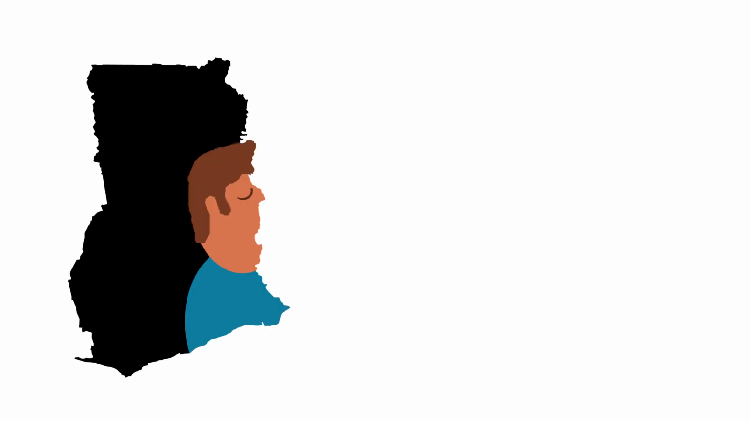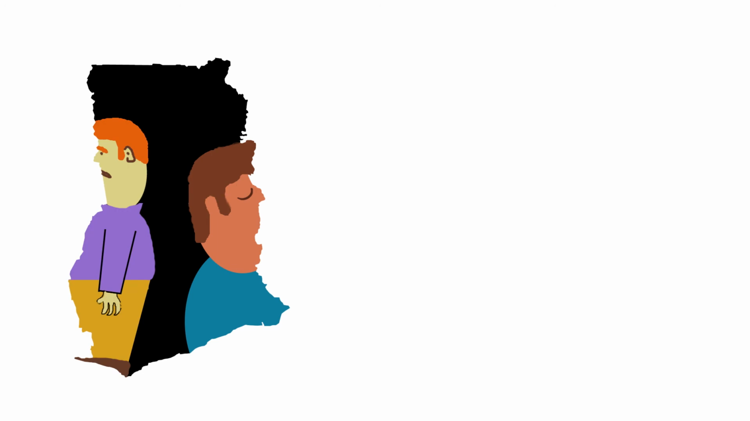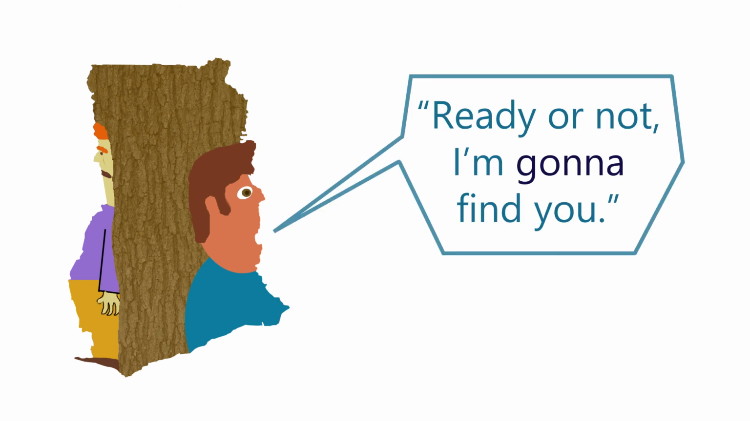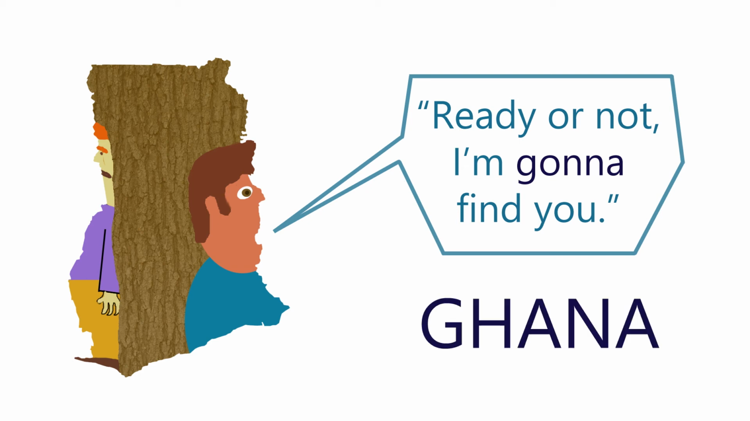For this shape, I see a face over on the right-hand side, and it looks like somebody talking. Maybe they're counting to 100 because they're playing hide-and-seek with their friend who's over here on the left. And the friend is hiding behind a tree trunk. Finally, the seeker reaches 100 and he says, "Ready or not, I'm gonna find you," which helps us remember Ghana. So again, this person going to find the other guy who's hiding behind the tree, Ghana.